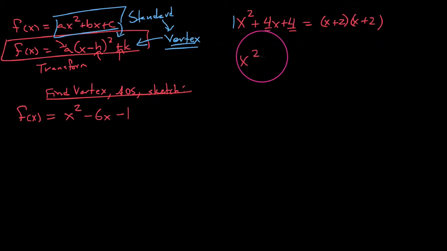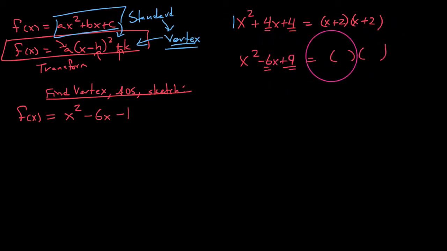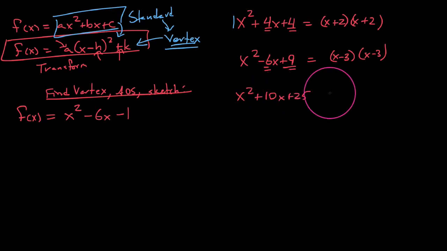Okay, how about x squared minus 6x plus 9? We say think of two factors that multiply out to be a positive 9 and add up to be a negative 6. I can think of x minus 3 and x minus 3. Okay, how about one more? We say x squared plus 10x plus 25. In this case, think of two numbers that multiply out to be 25 and add up to be 10. I can think of positive 5 and positive 5.